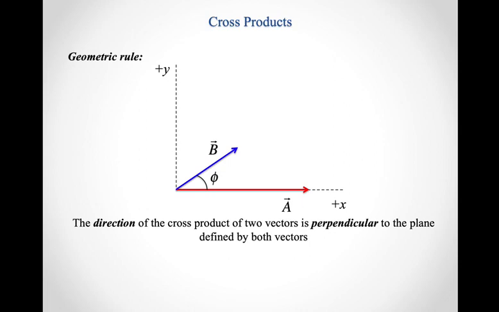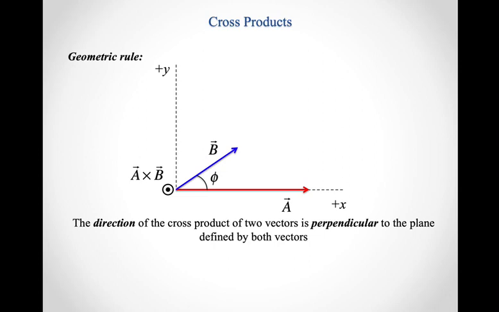Here, both vectors still lie in the xy plane, which means that their cross product has to point in the z direction. And again, here it points in the positive z direction. It's just that positive z is out of the page.